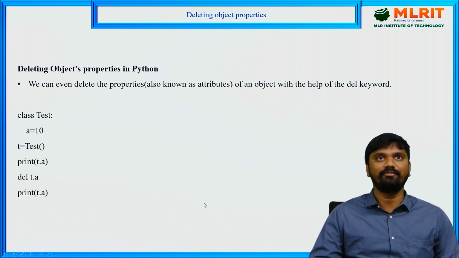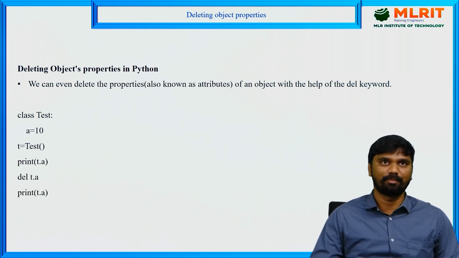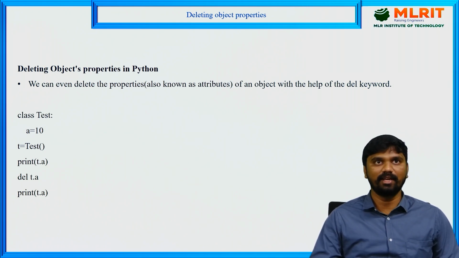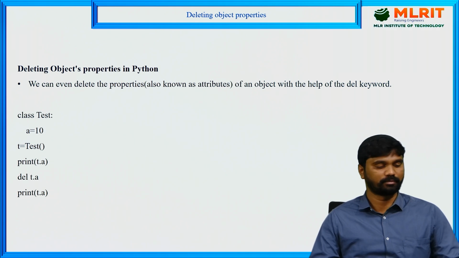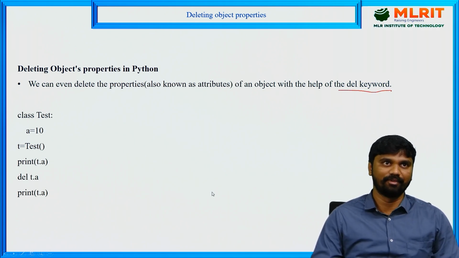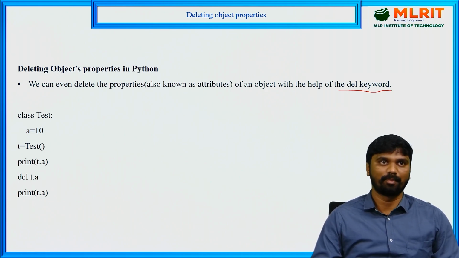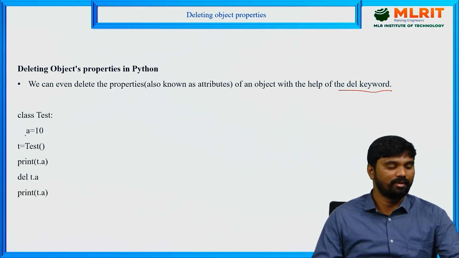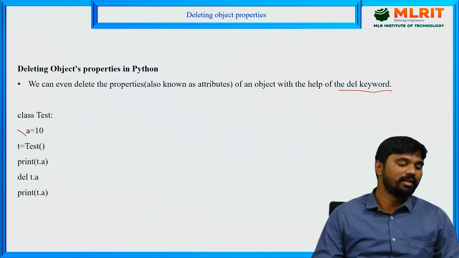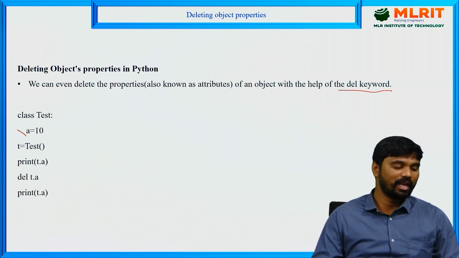Next, how can we delete the object properties? Yes, we can even delete the properties, which we can say attributes and variables, of an object with the help of the del keyword. So by using the del keyword, we can delete that object's properties, right? Now see here, we define a equals a variable. That variable is the static variable, right? So a equals 10.